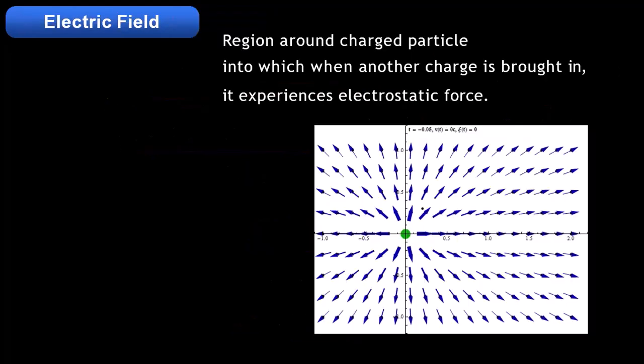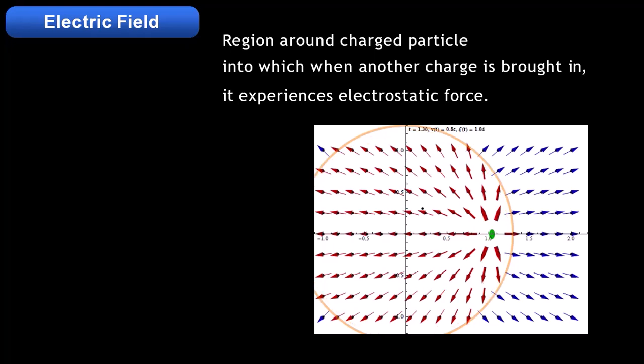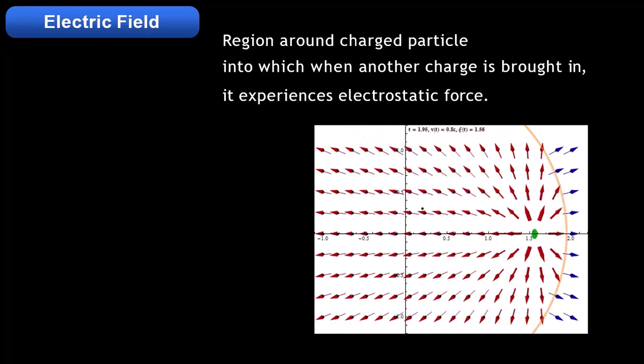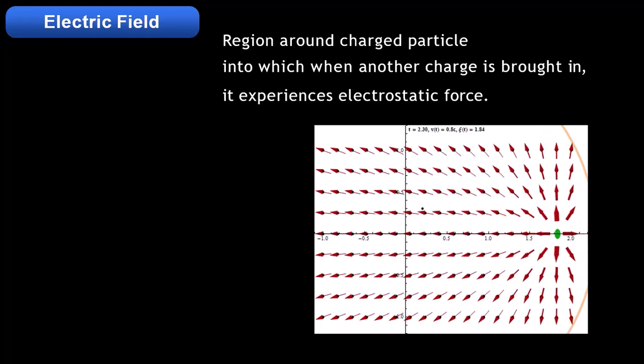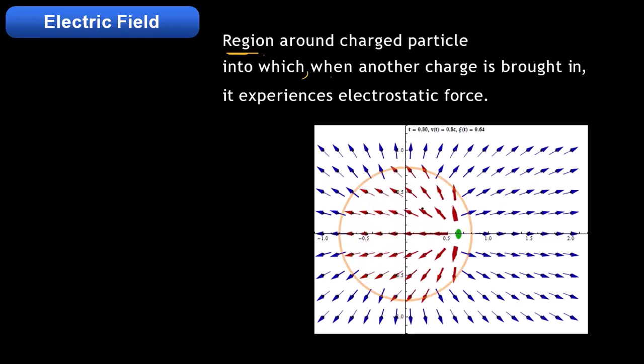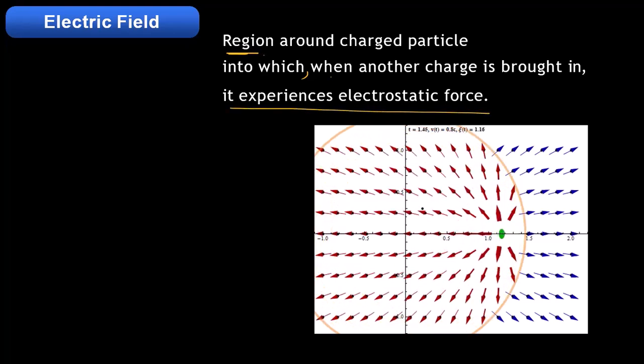Now come to the concept of electric field. So far we discussed the force experienced by the charged particle. Now that I understand the force concept, Coulomb force, we come to the electric field. It is a region around the charged particle into which, when another charge is brought in, it experiences an electrostatic force. What is the meaning of that?